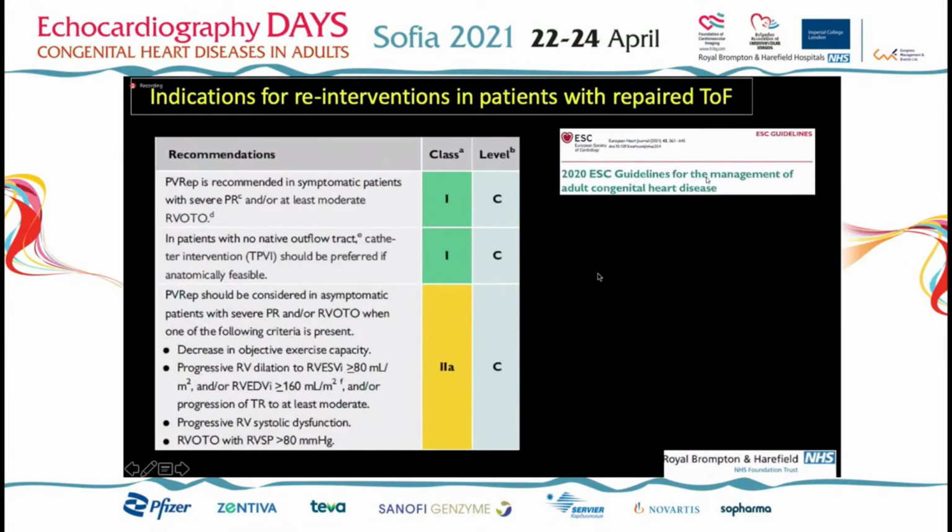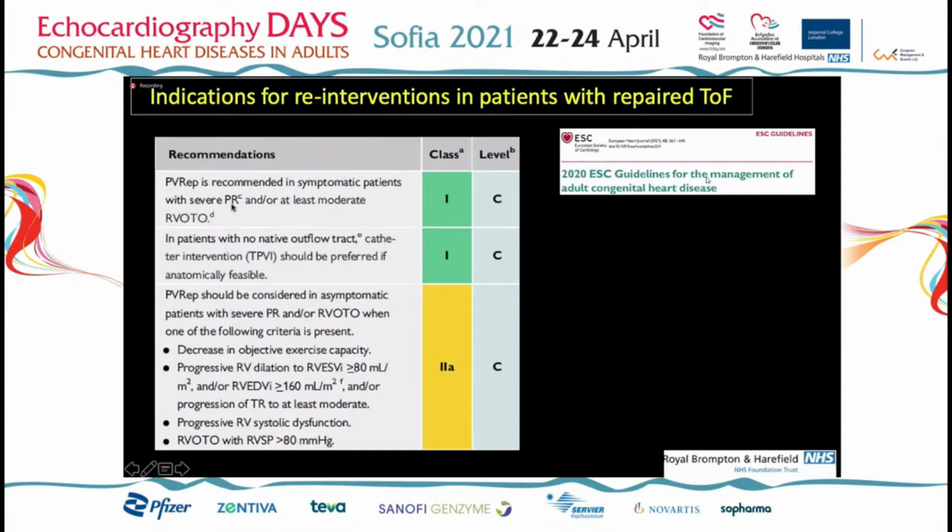So what are the indications for intervening in our patient with tetralogy of Fallot? The most important, as has already been mentioned, is the pulmonary regurgitation, in order to prevent dilatation and dysfunction of the right ventricle, and then the risk of arrhythmias and sudden death.